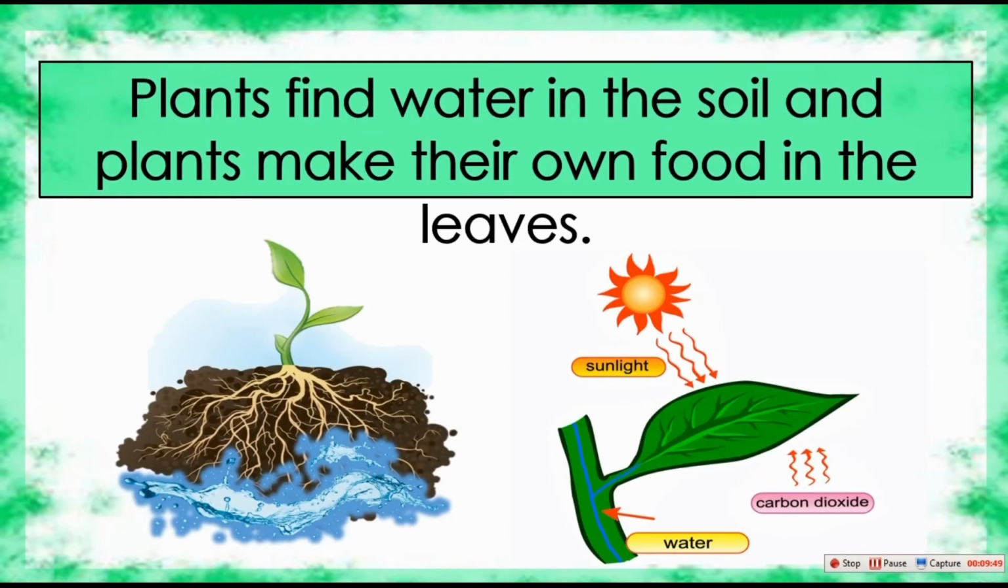Okay, plants find water in the soil, and plants make their own food in the leaves. They need sunlight, water, and carbon dioxide.